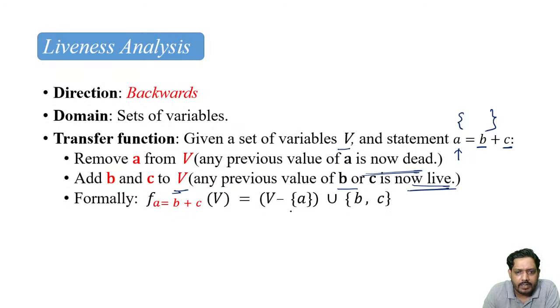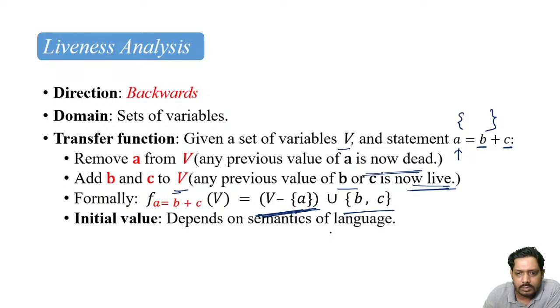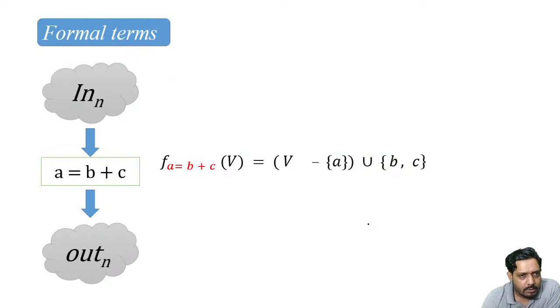Formalization is that from V we will subtract A, whatever is present in this set. Same thing, please understand. Maybe when technicalities come, it is a little difficult to understand mathematically. But we are doing minus A if it is present, and union with B and C. This is the formal way. Initial value depends on the semantics of the language. What is available over there? So this is the formal way of expressing the previous thing. It is not a new thing. I am just explaining the same thing. Rather than in and out, we are going in the backward direction.